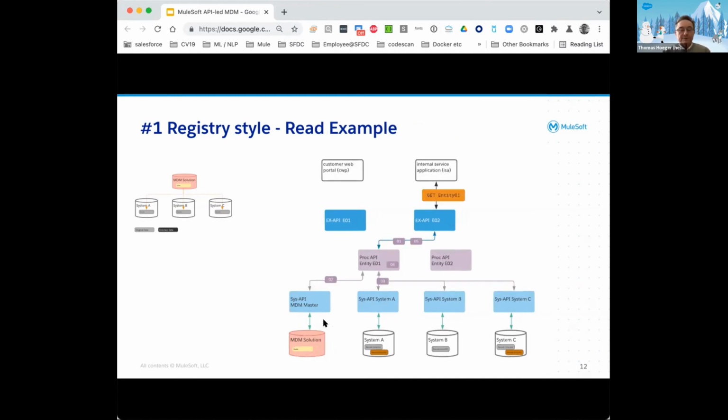What does it mean now for the integration flow? A read example is usually the first one. You need to read some data. With a registry style, how would it work? The application goes to its experience API. The experience API talks to the process API. And the process API itself does a couple of calls. First, it checks the MDM solution: please tell me where I can find the data and what rules I need to apply. Then the process API would call out to each of the system APIs to retrieve the data. Finally, it builds up a response data structure, sends it back to the experience API, and done.